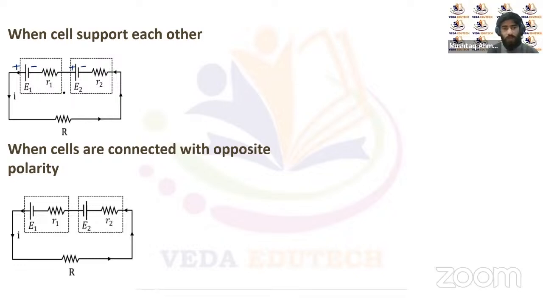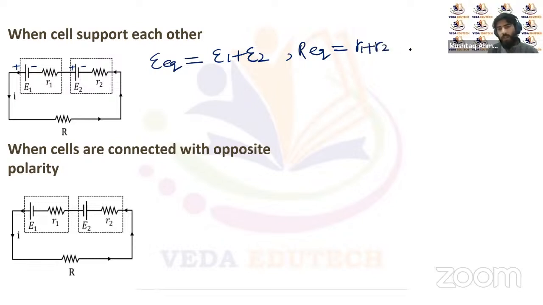For this fashion of placing the cells in a circuit, the equivalent EMF is E1 plus E2. In this case the R equivalent will be equal to R1 plus R2, the equivalent internal resistance of these two batteries, plus the external resistance R. So the total EMF is getting added up.